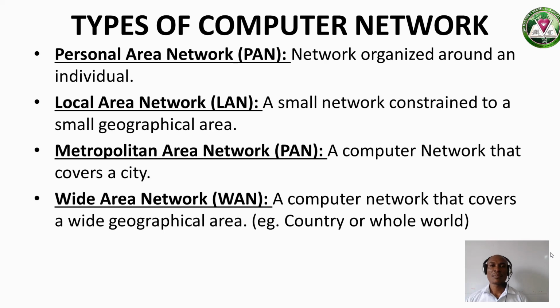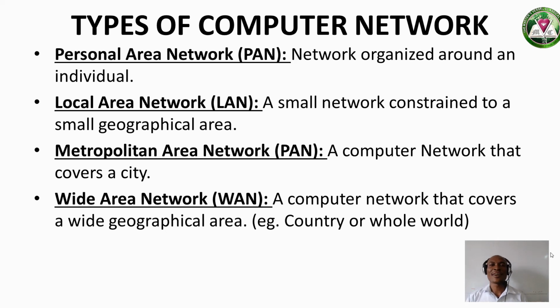Then another type of computer network is the Metropolitan Area Network. I said Metropolitan Area Network. This is just a computer network that covers an area as wide as a city. For example, if a computer network covers entire Umuahia, you can say it's a Metropolitan Area Network. The Metropolitan Area Network is bigger than the local area network, but smaller than the wide area network.